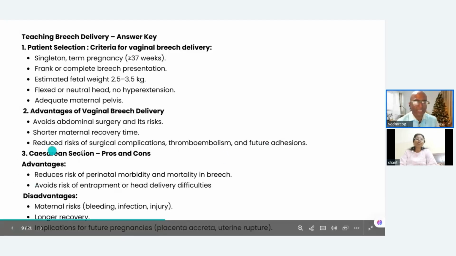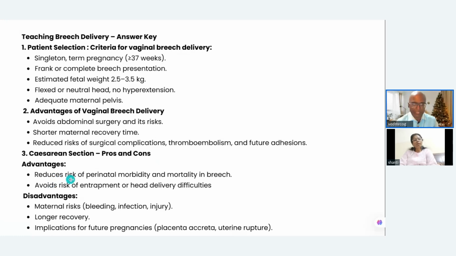Okay, this is in a section, pros and cons. Advantages: it reduces the risk of perinatal morbidity and mortality in breech. So that is one of the advantages. Then avoid the risk of entrapment or the head delivery difficulties. And even in a normal one, when all the criteria are satisfied, head delivery is tricky. So we should be able to reach up to the head delivery.